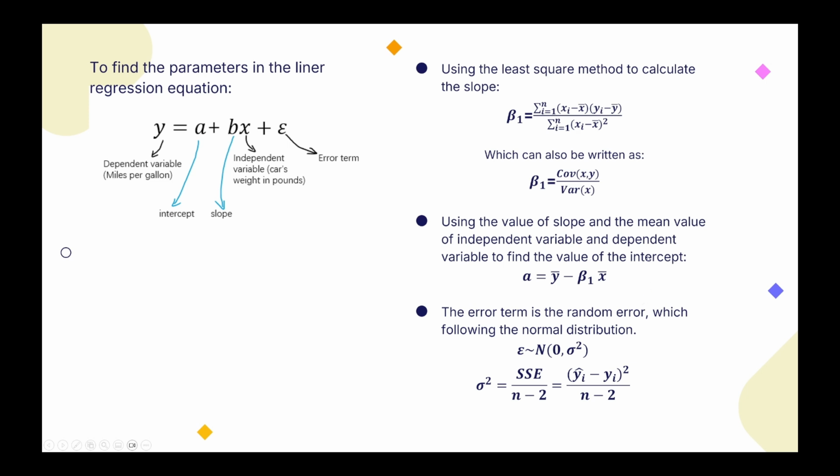To find the parameters in our linear regression equation, we use the method of least squares. This method minimizes the sum of the squared differences between the observed values and the values predicted by the line. The slope is calculated as the covariance of the independent variable x and the dependent variable y divided by the variance of x. The y-intercept is calculated as the mean of y minus the product of the slope and the mean of x. These calculations ensure that our line is the best fit, as close as possible to all data points, minimizing the error.